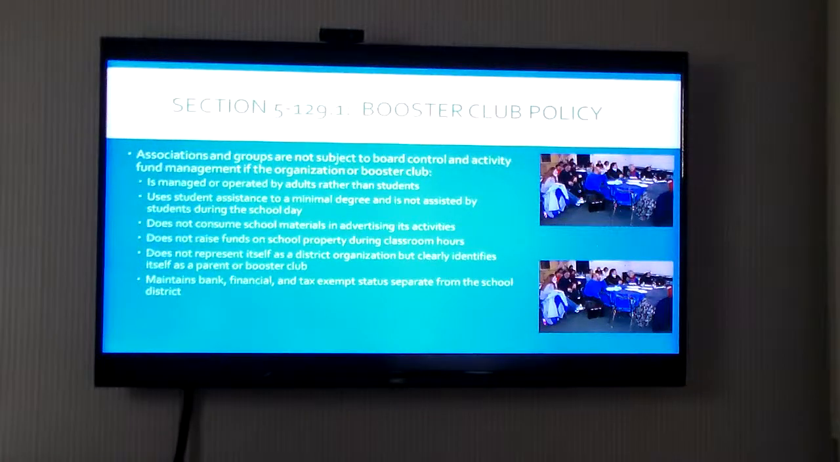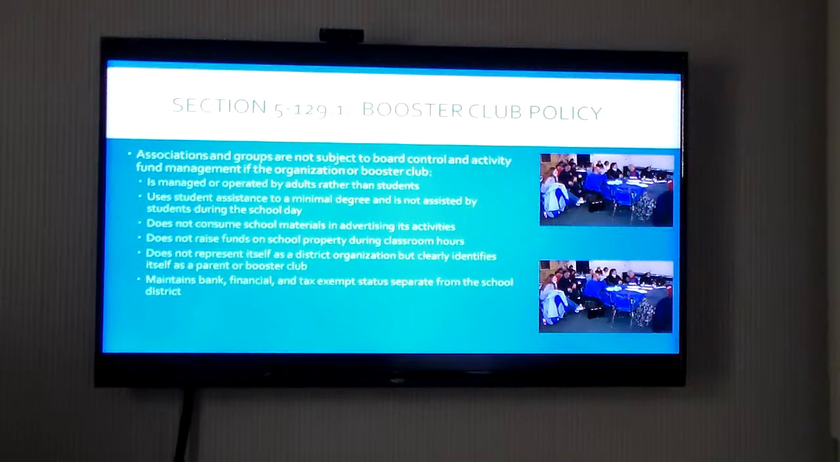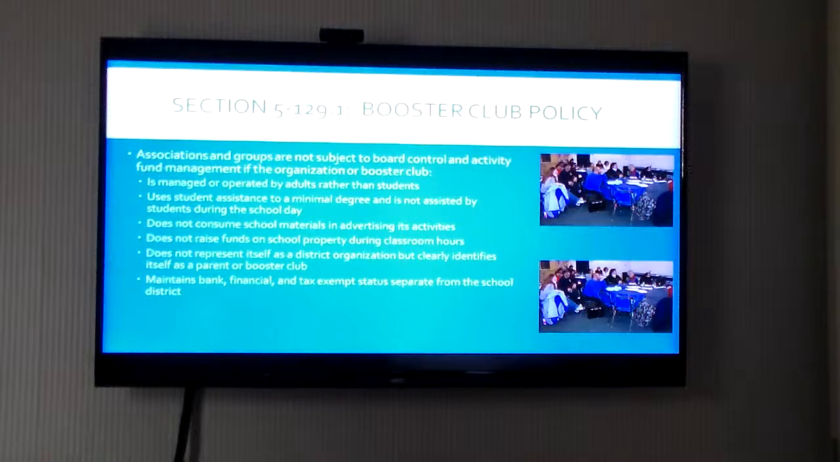So, this is a state law in the state of Oklahoma that shows what groups are not subject to board control and activity fund management. This is important to note because these are some of the organizations that could be present in your school and they could be working from there as well.